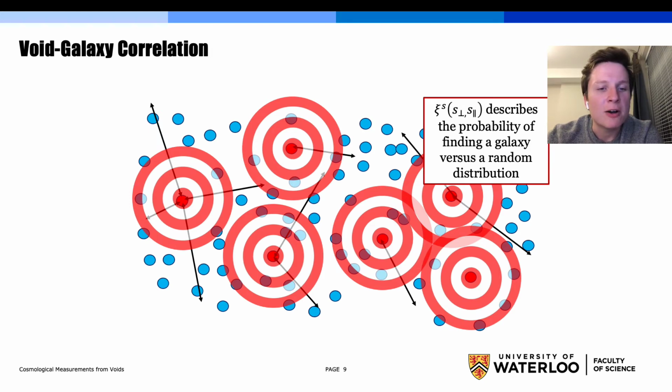If we look far out from voids, we're no longer measuring this object, we're just measuring galaxies in the matter field around voids. And so we expect to see no more or no less galaxies than we would expect to see in a random field. What that means is that the correlation function in these areas will equal 0.